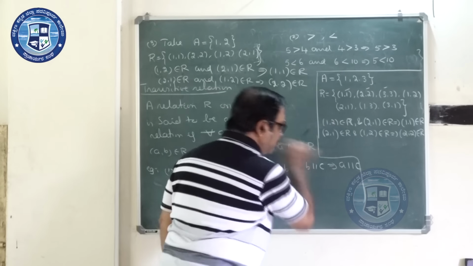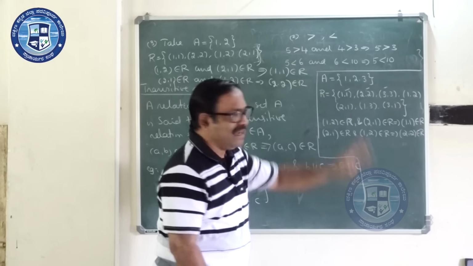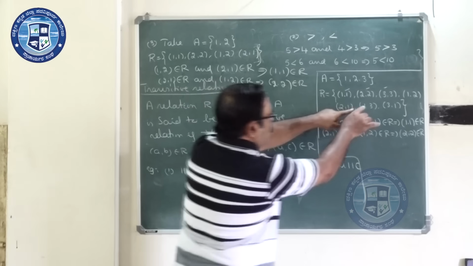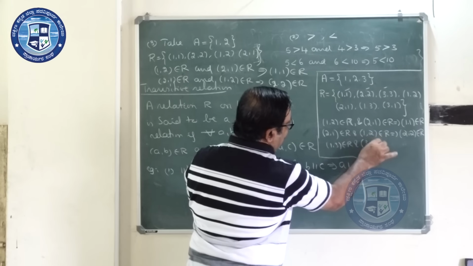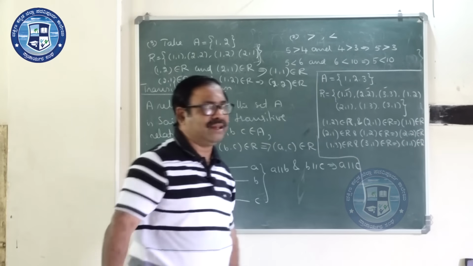Then, you observe that because of this, definitely it is there. No, don't arrive at a conclusion like that. You go to this. (1, 3) belongs to R, (3, 1) belongs to R, (1, 1), yes. Even the third case, this is true.